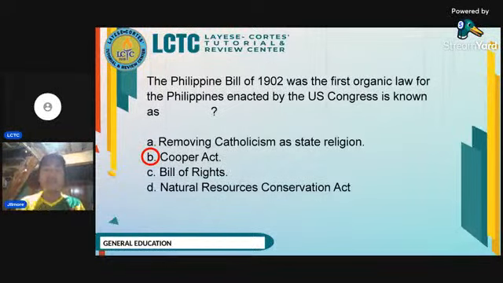Okay. Important features of the Cooper Act. Take note, the Cooper Act removed Catholicism as a state religion. Okay? Take note, we're now discussing the Philippines during the American period. We're no longer discussing the Philippines during the Spanish period. The first organic law, the Cooper Act. One of the primary features of the Cooper Act is removing Catholicism as state religion. Okay? And it establishes the Bill of Rights for Filipinos. Okay. Let's proceed.